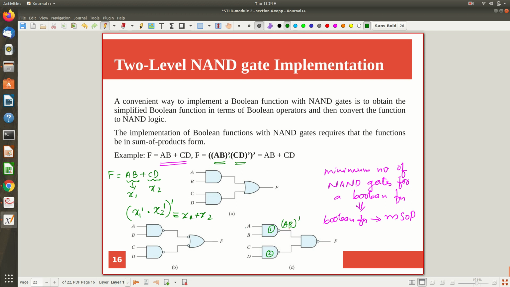So, just like x2 complement, this is going to give me the CD complement. And finally, the third AND gate is going to give me what? A, B, the first input dot the second input, the whole complement, and this is equivalent to AB plus CD. So, that is what I want to implement. So, this is the logic.